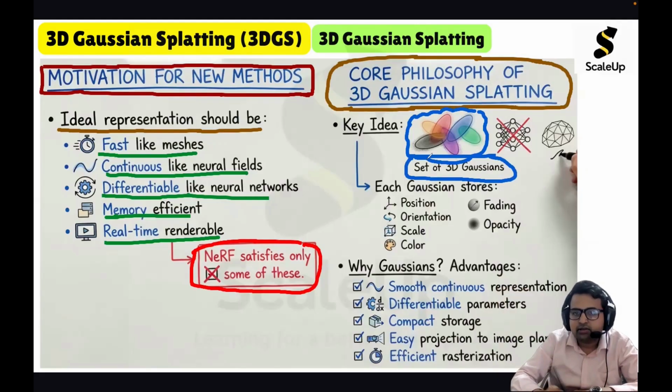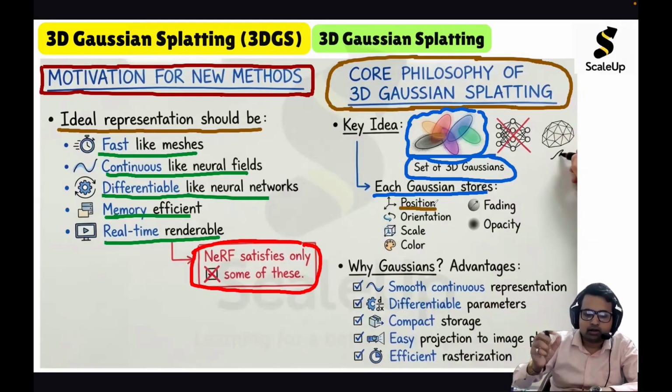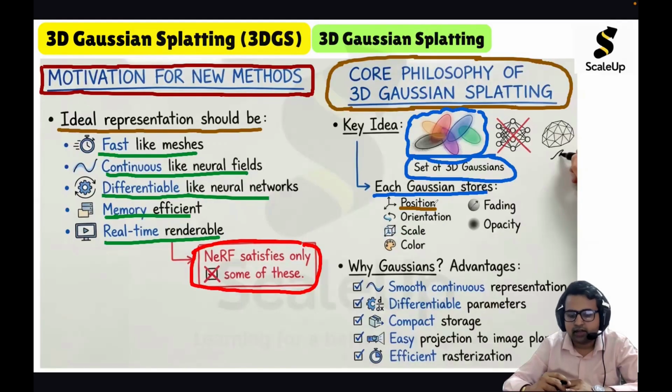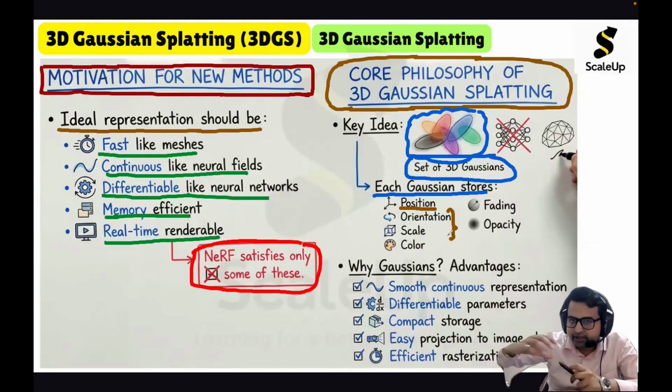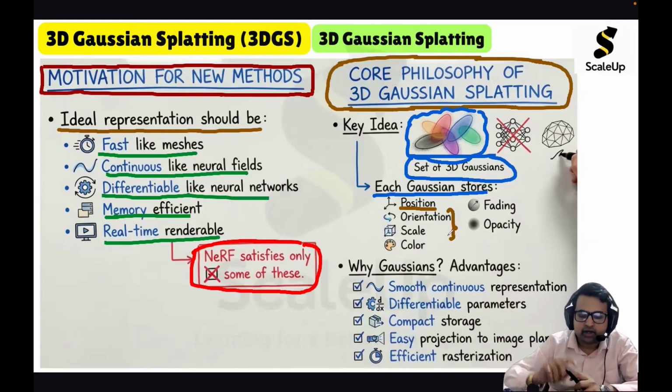And each Gaussian will store the position. Position will be the center of the splat, the ellipsoid. So the position will be the XYZ coordinate of the splat center in 3D space. Then for orientation and scale, we will make use of a covariance matrix. It will be a 3x3 covariance matrix defining how the splat is stretched, that is the scale, and oriented, the rotation.